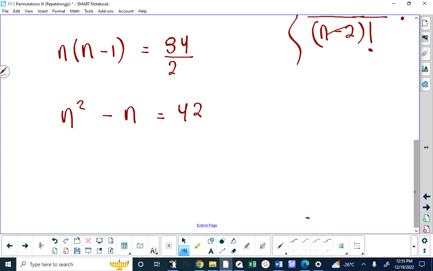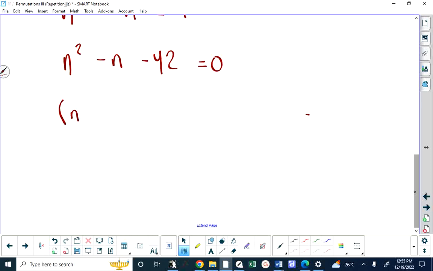I've expanded this out, everybody, because I know, looking ahead, that it would be quadratic, so I need to expand it to zero the equation. This becomes n squared minus n minus 42. And now we're finally in some familiar territory of factoring. The two numbers that multiply to give negative 42 and add to give negative 1 would be these two, negative 7 and 6.